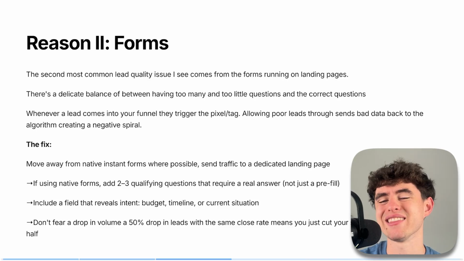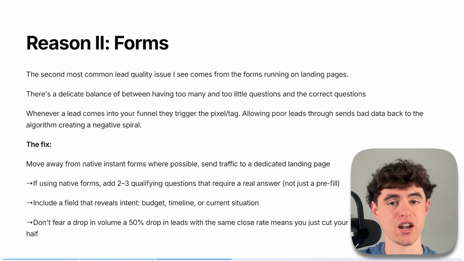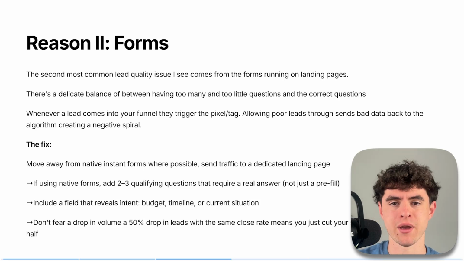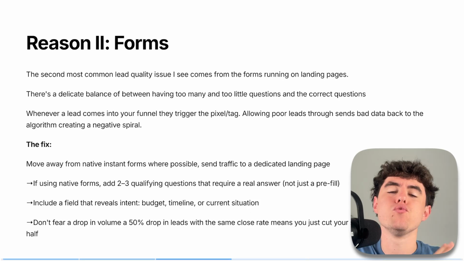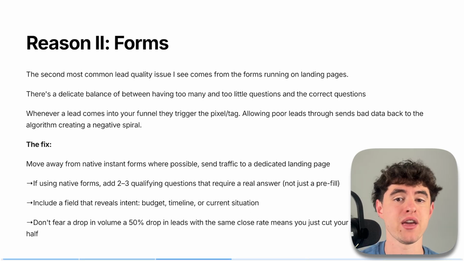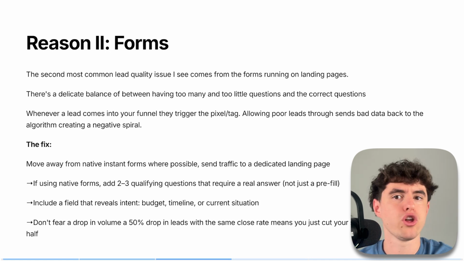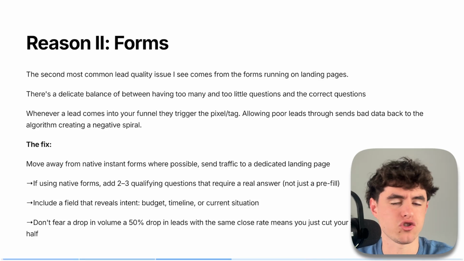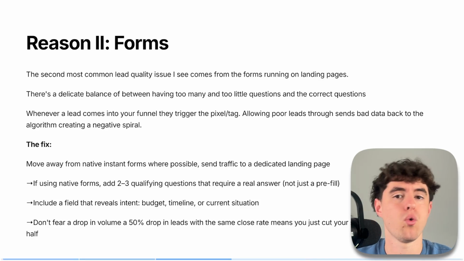The second most common lead quality issue I see clients that come to me face is going to be the quizzes or the forms on their landing pages. There's a delicate balance between having too few and too many questions on a landing page. Depending on your offer and depending on your ICP, this can make or break the lead quality, because if you ask, for example, too few questions when targeting homeowners who are in a distressed situation, well, a lot of people are going to submit their information just to kind of test the waters, see what kind of questions are being asked. And these are the tire kickers and low quality leads.